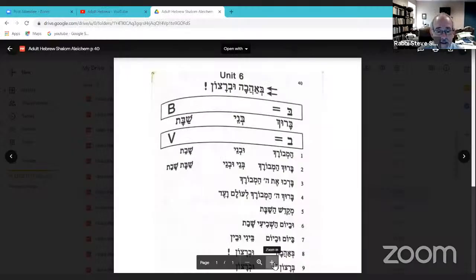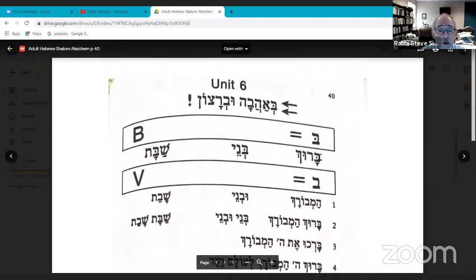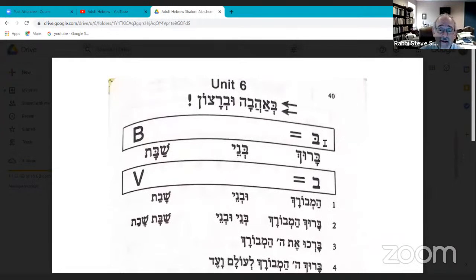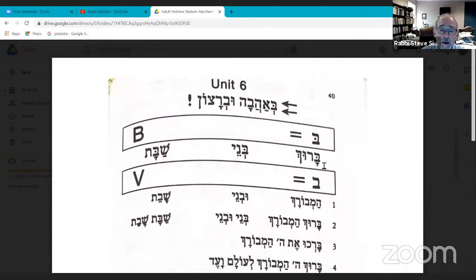Now we're going to take a little bit more time with this just to practice. We already know the bet. It has a dot in the center, like a ball inside a belly button. This is the B sound, B, bet. So three words up here.